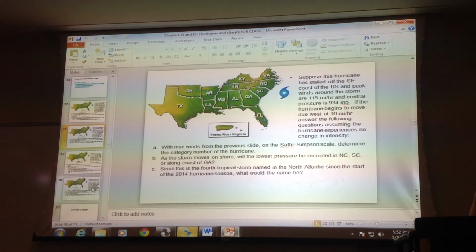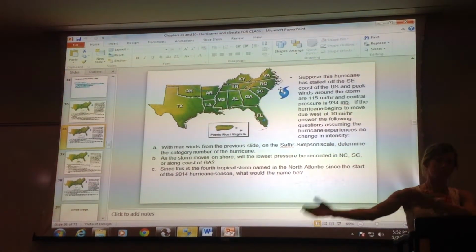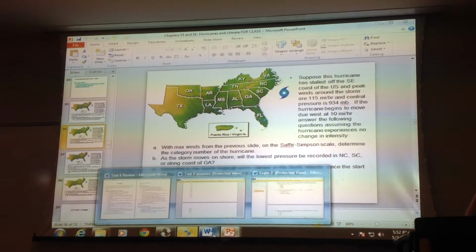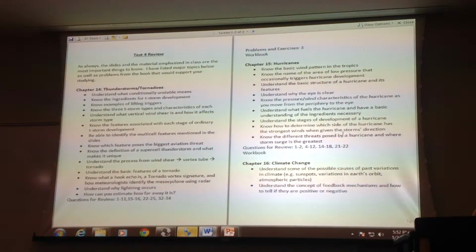We also talked about storm surge. So the storm surge would typically occur in like the right front region. So if this hurricane is moving due west, this would be the right front region. So just imagine as a hurricane spins, it's like gathering lots of water with it, and then it just pushes that water into the coast. So know kind of where the greatest storm surge occurs. And then just know there are different threats that are posed by a hurricane, and then we just talked about the storm surge. Any questions on hurricanes?